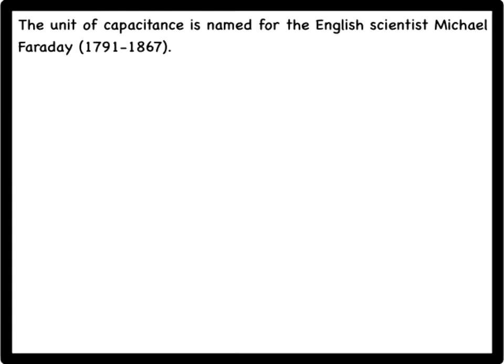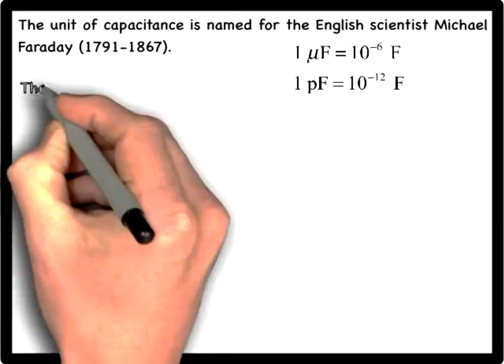1 farad is an enormously large capacitance. In most electronic devices, capacitors have values that are much smaller, such as microfarads, 1 times 10 to the minus 6, and picofarads, 1 times 10 to the minus 12.